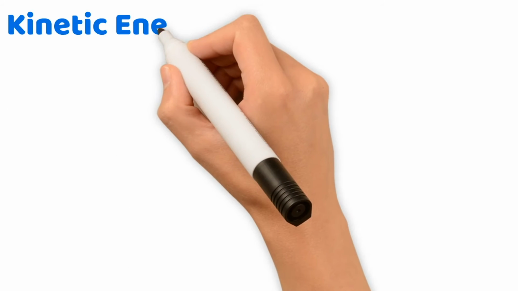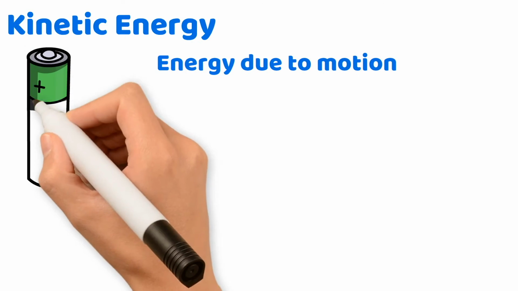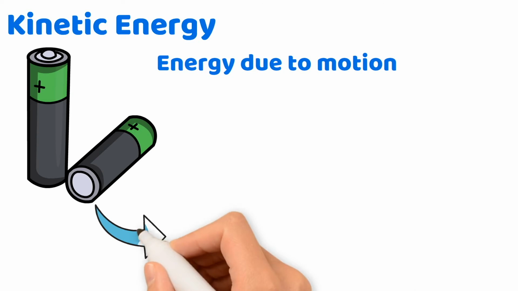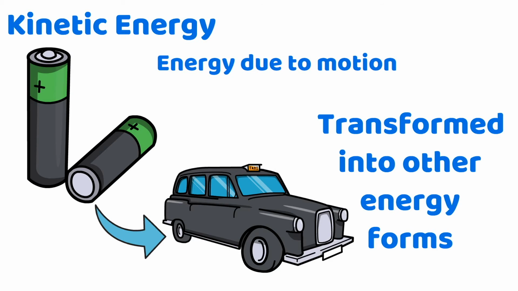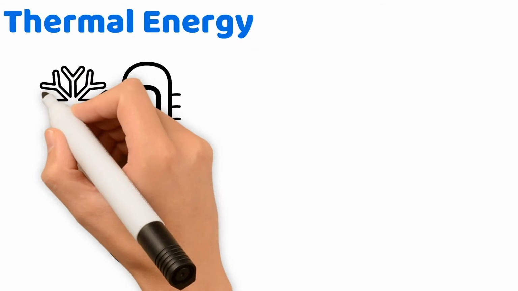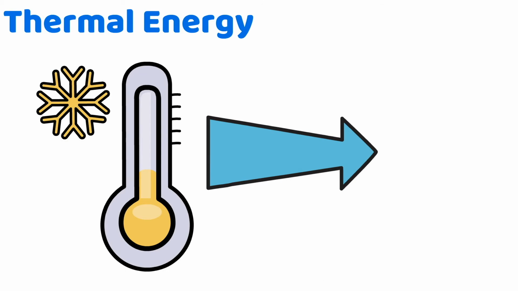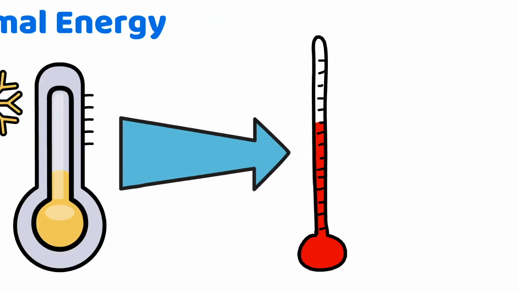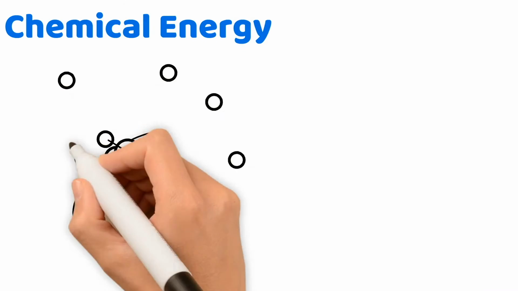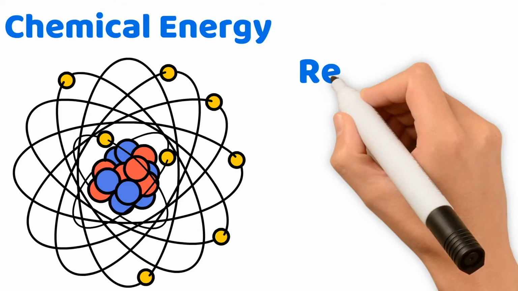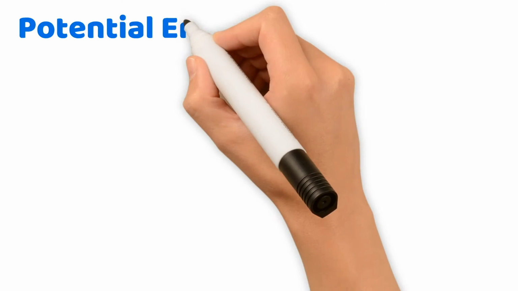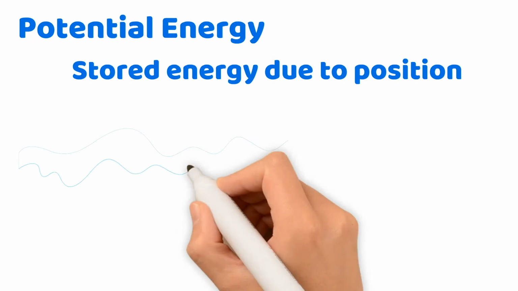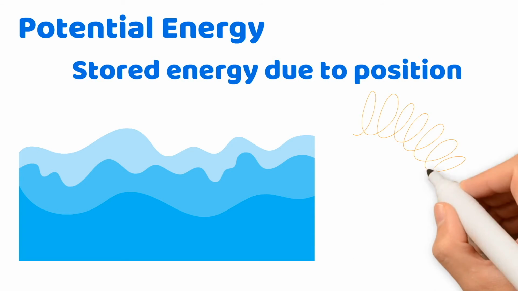Forms of energy and their transformations. Energy can exist in various forms, all of which can transform from one type to another. Kinetic energy, energy due to motion. Anything that moves has kinetic energy, which can be transferred between objects or transformed into other energy forms. Thermal energy. This form of energy is associated with the temperature of an object and is transferred through heat.